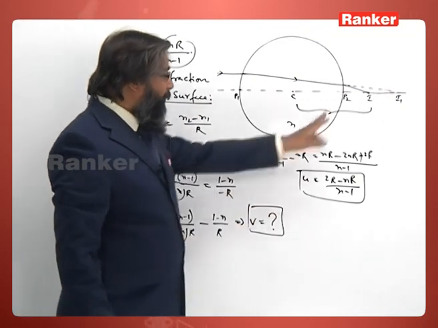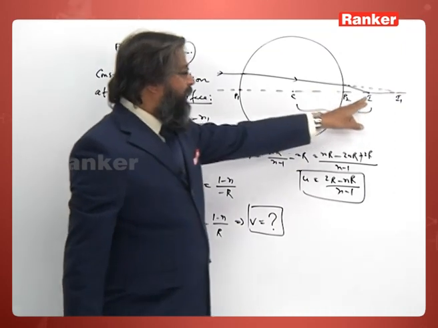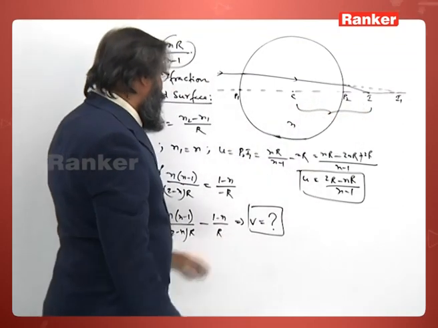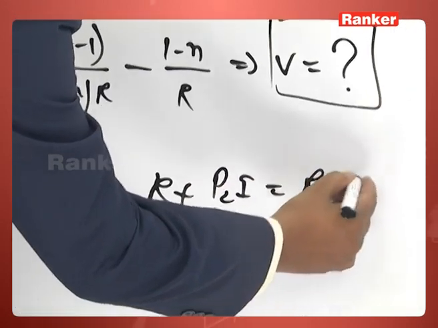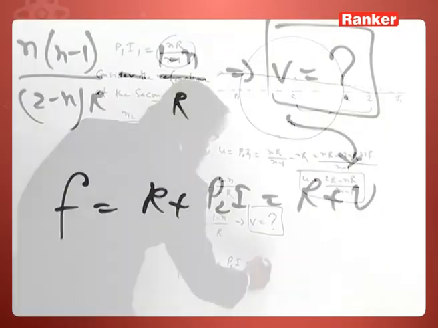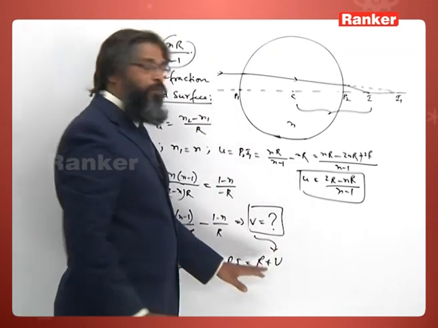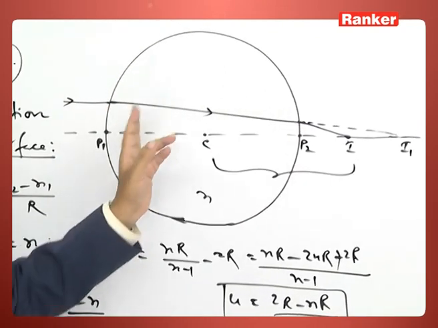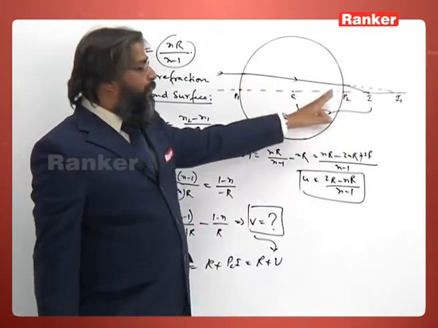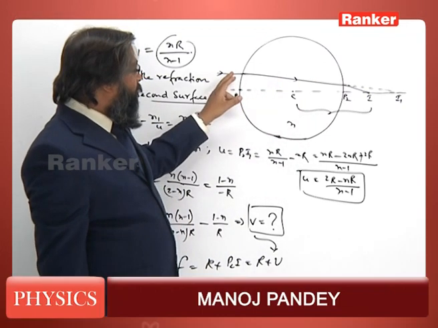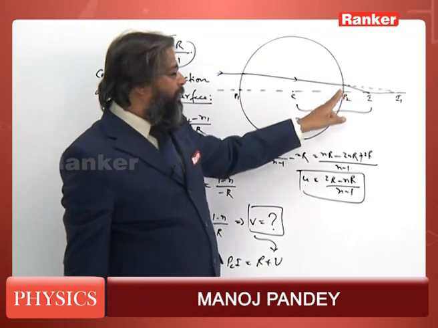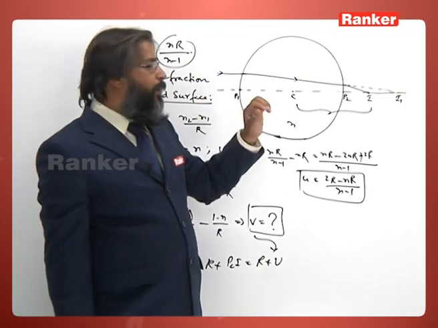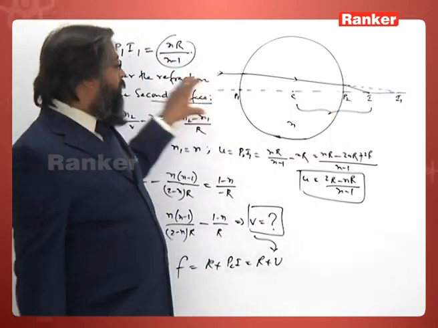So we can calculate v in this way. This v will be measured from here, and so the final location, where the final image is, will be R plus P2I. So the final F will be equal to R plus P2I, that is R plus the v we have calculated from here. So this is a very important problem, where we have to see two successive refractions from different spherical surfaces, and how the image formed by this acts as a virtual object for this refraction, and the final image I of a distant object is formed, or this is the final focus of these parallel rays.